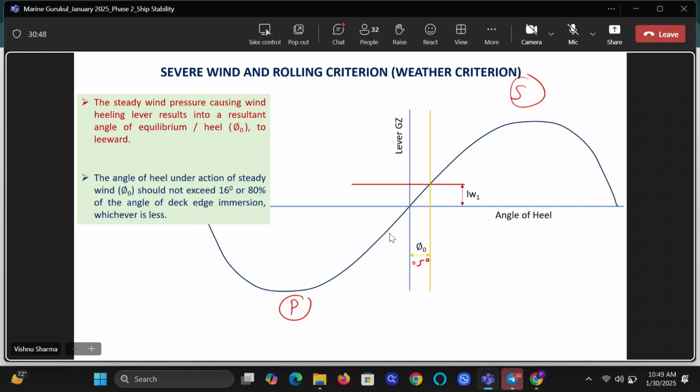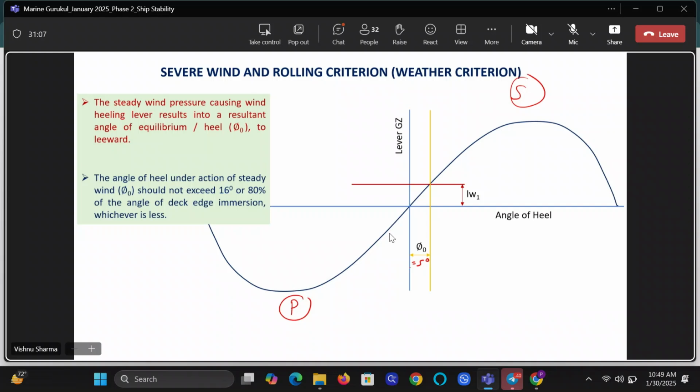And this angle phi 0 should not be greater than 16 degrees or 80% of angle of deck immersion, whichever is the lesser of the two. Is it clear, class? Yes or no? Clear, guys? Yes, sir. Okay.